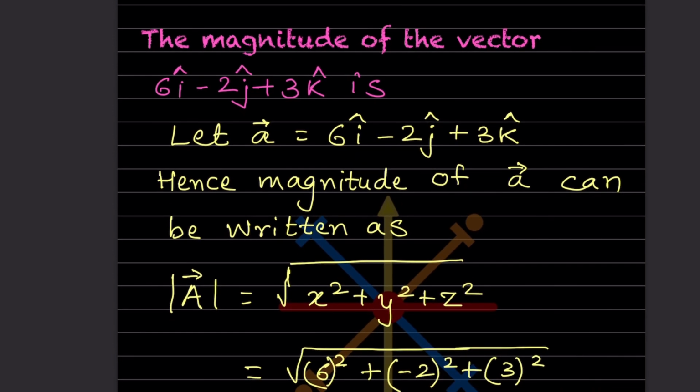So now see here, we can just write capital A here. The formula is the root of x square plus y square plus z square. So now what we can say, this is x, y, and z. So we have to take the square of 6, plus minus 2, along with the sign, minus 2 square, plus 3 square.